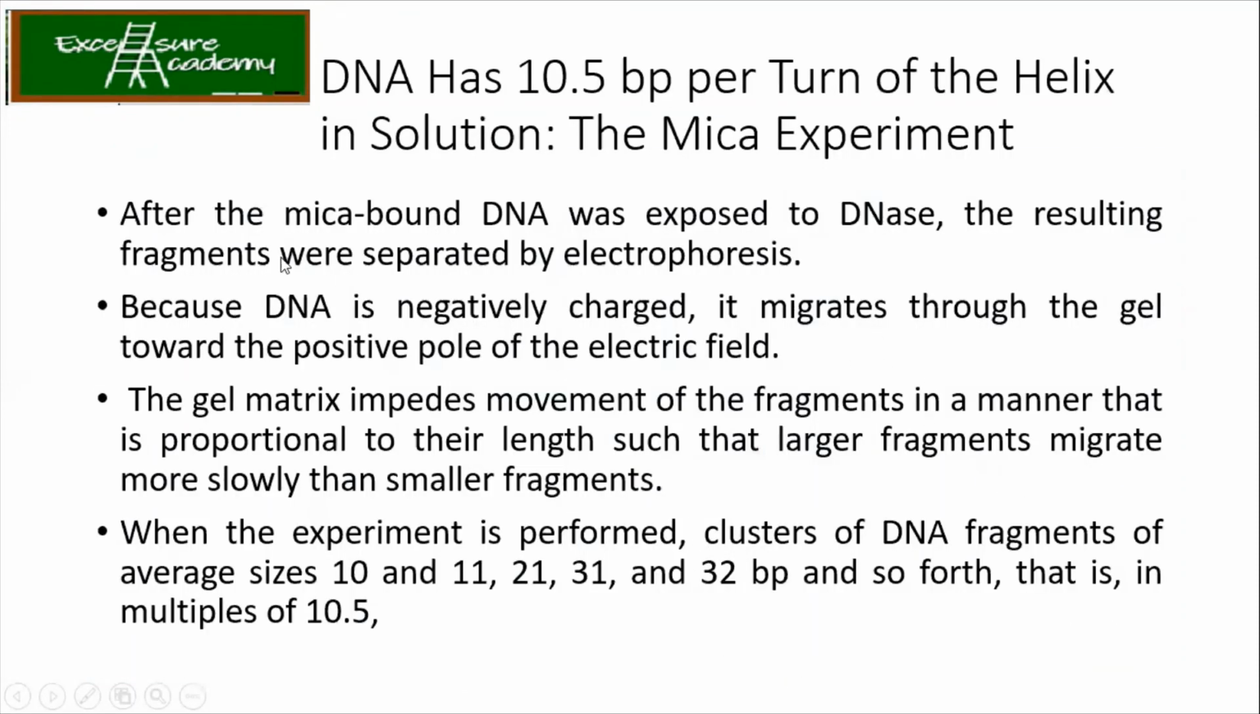Okay. So the resulting fragments were separated by electrophoresis. We know that DNA is negatively charged. It migrates from cathode to anode, that is towards the positive charge. And the gel matrix impedes movement of the fragments in a manner that is proportional to their length. Okay, so what does it mean? It means that the larger fragments will migrate slowly and smaller fragments will migrate faster. And when they did the experiment, they found that it is the average or multiples of 10.5. So this is how it was calculated that DNA has 10.5 base pairs per turn of the helix.